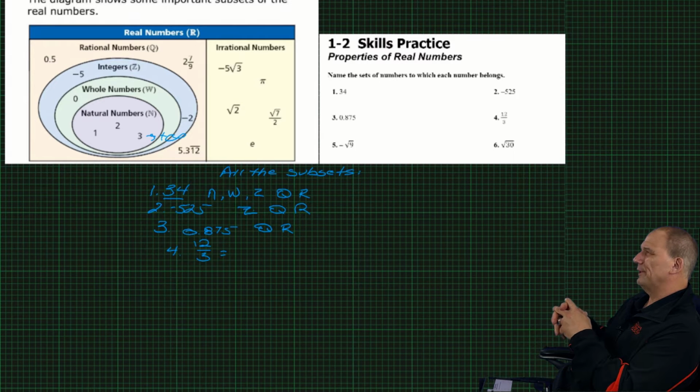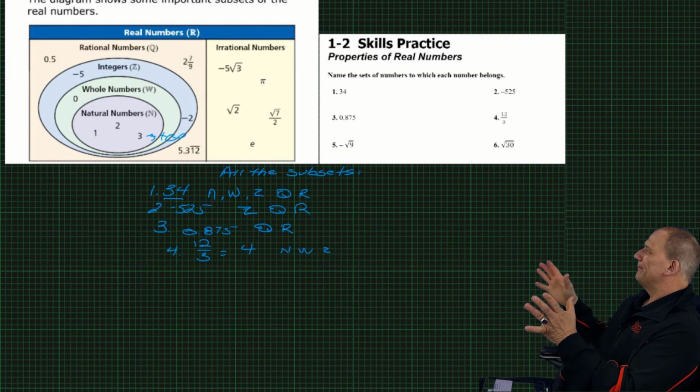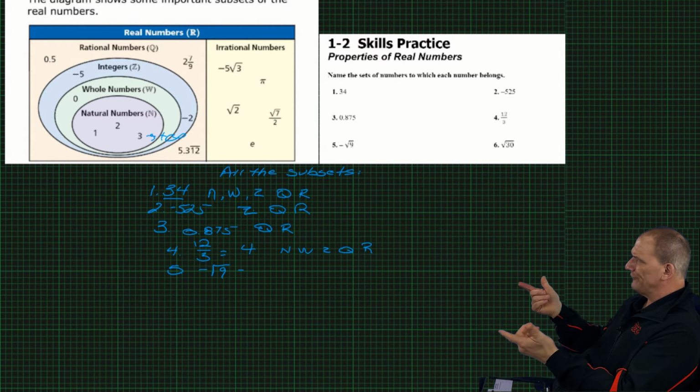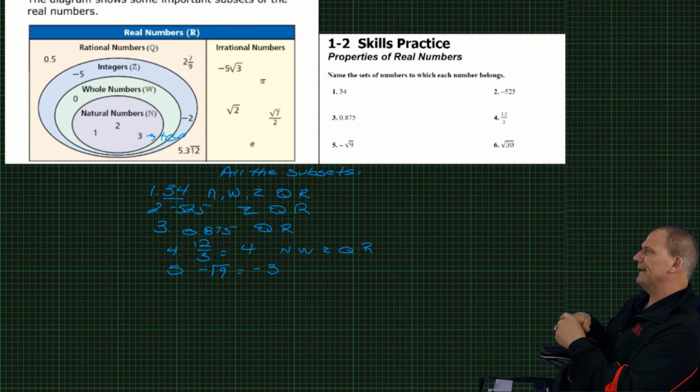All right, 12 over 3. Well, to come up with this, we have to first solve it. 12 over 3 is positive 4, so you know it's natural, whole, integer, rational, and it's real. Number 5, negative square root of 9. Once again, before we can come up with what that is, you have to simplify it. Square root of 9 is 3. The negative outside keeps it negative 3. That means it's going to be an integer. It's going to be rational. It's going to be real.